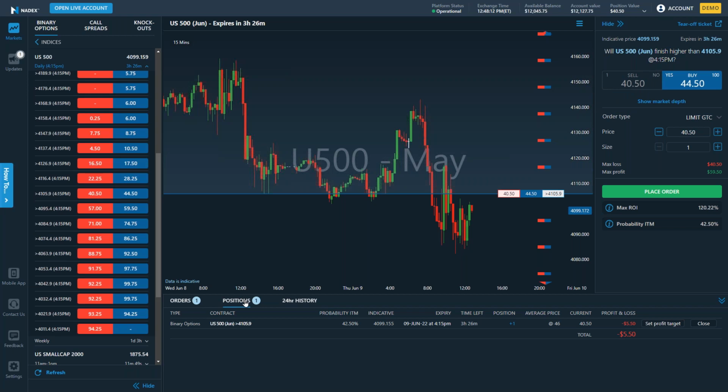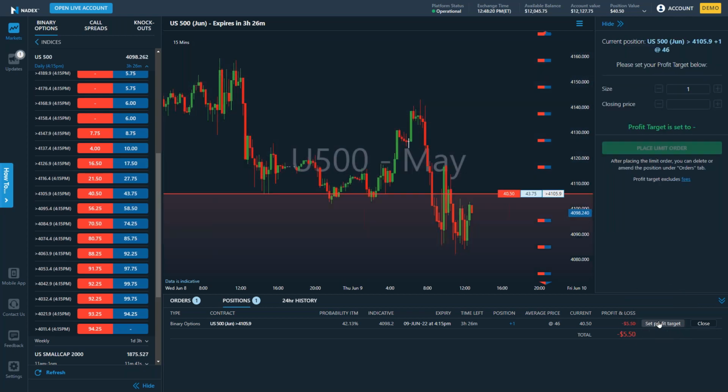Now, on the one that I bought, I'm going to go to my position and I can hit set profit target. I click set profit target and it's going to help me. How much money do I want to make? Maybe I wanted to try to make $21.